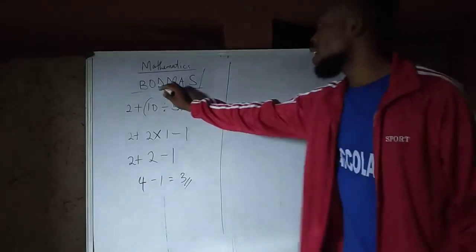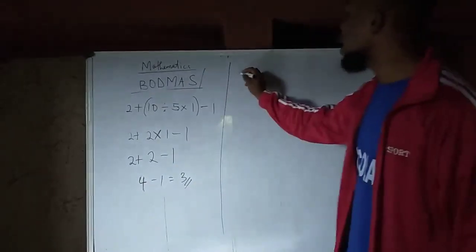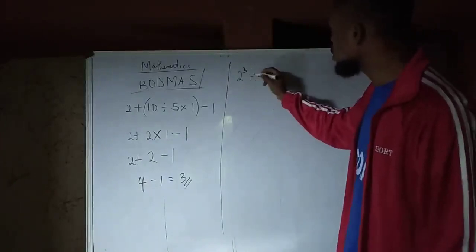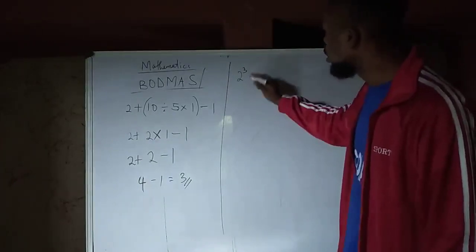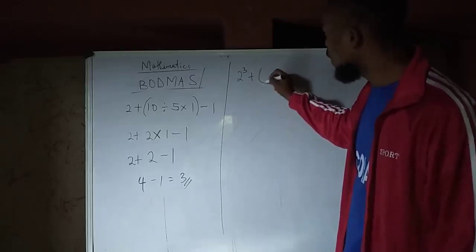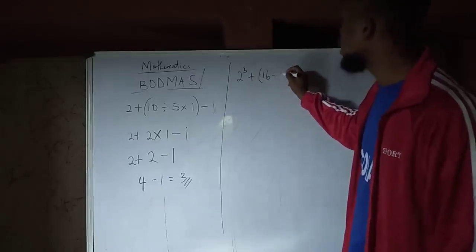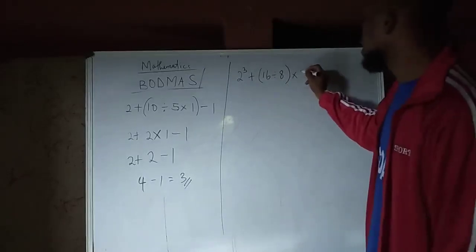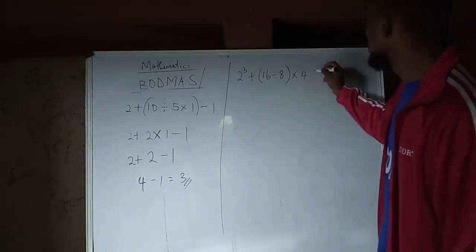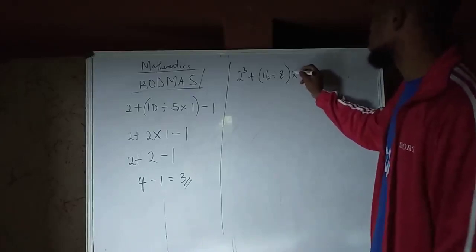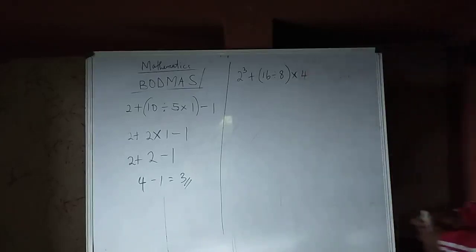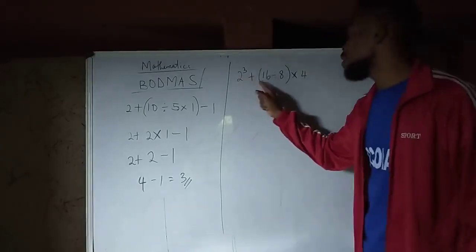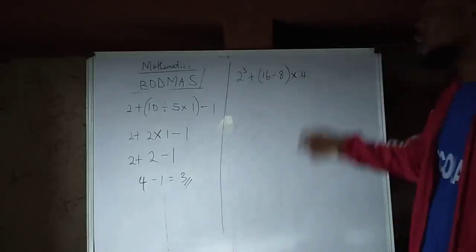Now, let's do something that involves an order. So, let's say I have 2 raised to the power of 3 plus 16 divided by 8. Now, see, I'm putting this in a bracket. Times 4. Okay, this is what we have now: 2 raised to the power of 3 plus 16 divided by 8, then multiplied by 4.